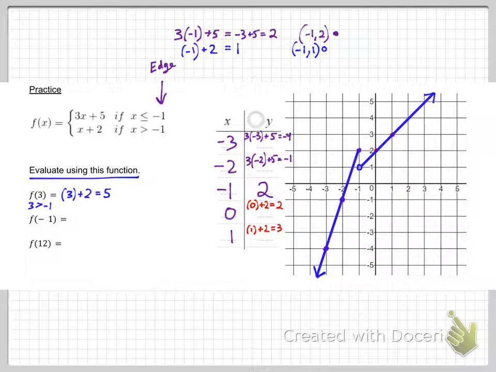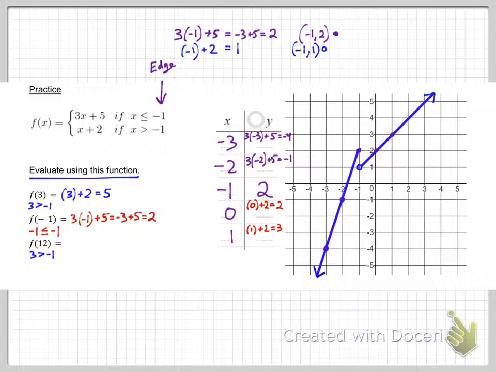Let's evaluate f of negative 1. Negative 1 is less than or equal to negative 1. So 3 times negative 1. We're going to use the one that's or equal to, and we get 2 as our output. We could also tell that from the table here, and we could tell because when you evaluate at negative 1, not the open circle, but the closed circle is the one that's included.